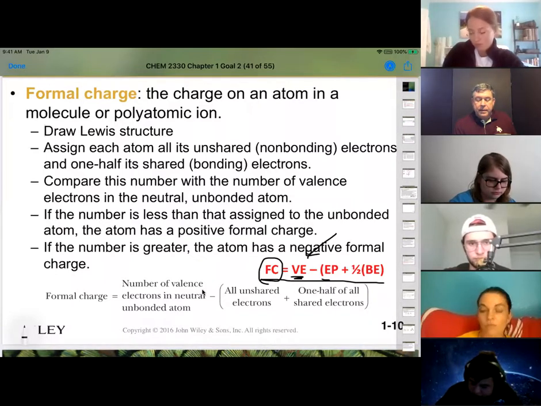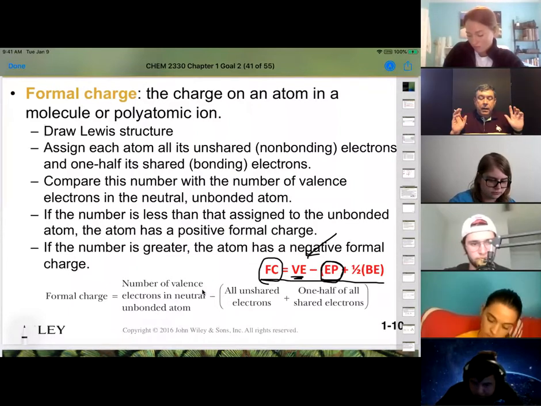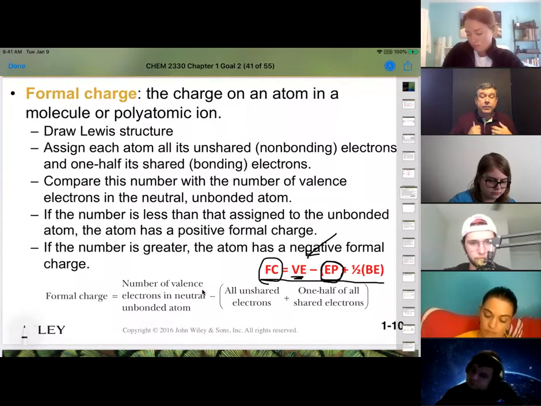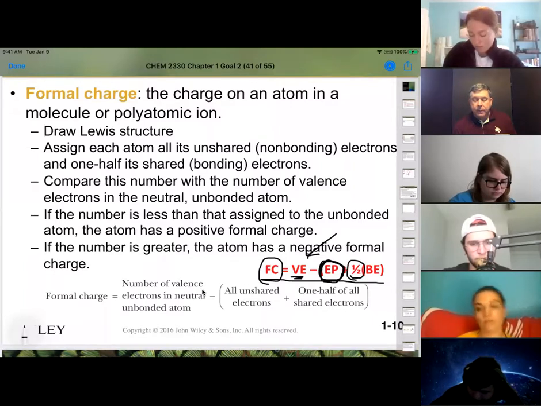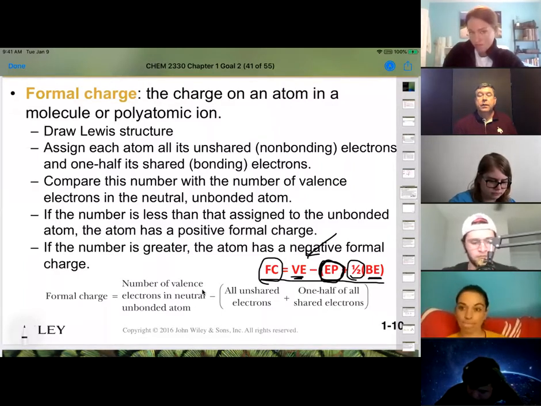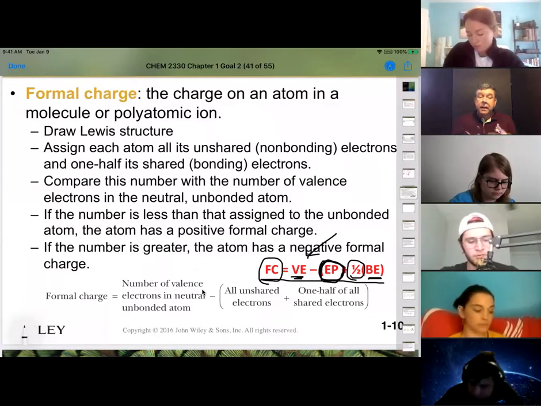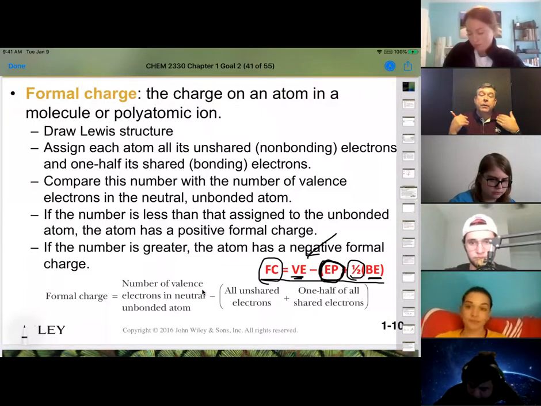Now the EP right here is the unshared electrons. Okay, so those are like the lone pairs that we have. So those are the unshared electrons, and we get to use all of those because those are unshared and sitting on the atom. But we can only use half of the bonded electrons, okay? Because they're being shared, half of the time it's spending at the other atom and half the time it's spending at the atom of choice. So we have to use only half of those.